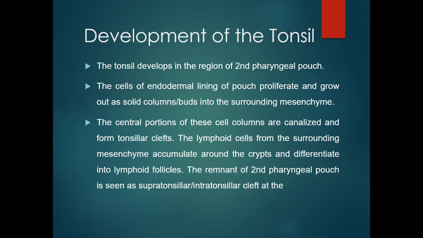Then about the development of the tonsil. The tonsil develops in the region of the second pharyngeal pouch. The cells of endodermal lining of the pouch proliferate and grow out as solid columns or buds into the surrounding mesenchyme. The central portion of these cell columns is canalized and forms tonsillar clefts. The lymphoid cells from the surrounding mesenchyme accumulate around the crypts and differentiate into lymphoid follicles. The remnant of the second pharyngeal pouch is seen as supratonsillar or intratonsillar cleft.